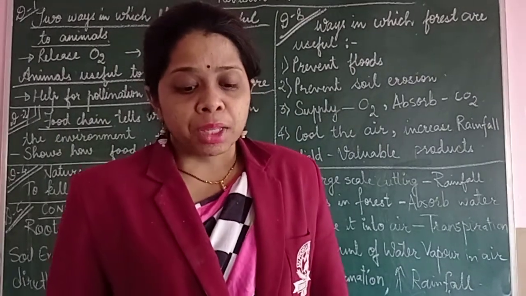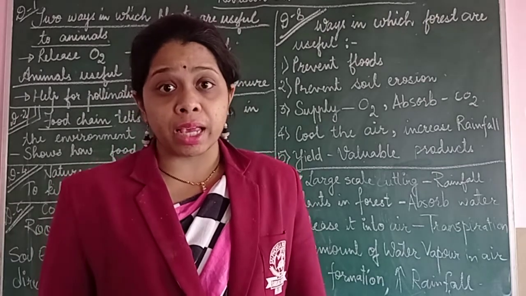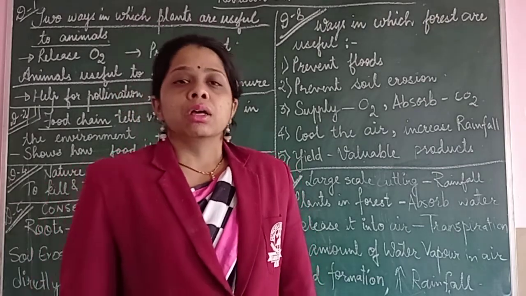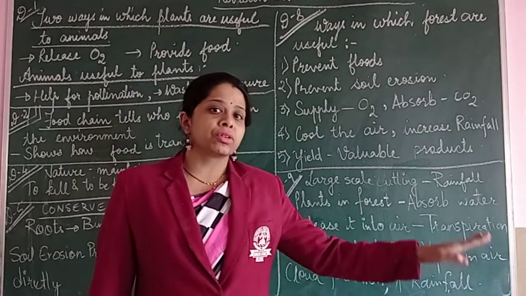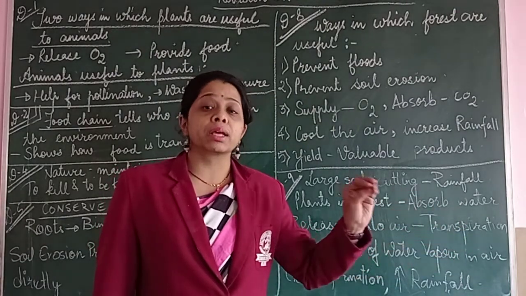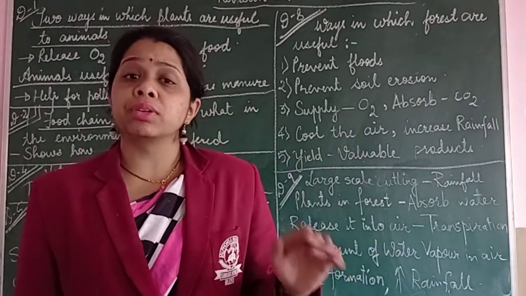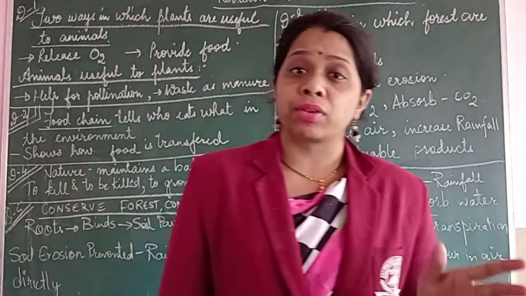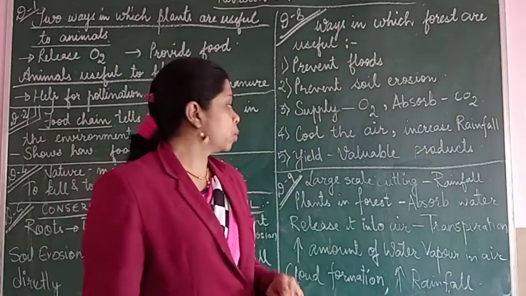Last question. Large scale cutting down of the forest has an effect on rainfall in the area. Give reason. If we cut down the forest for building towns or buildings or houses, what will happen? It will surely have an effect on rainfall. How the rainfall will get affected, that is what I will explain now.